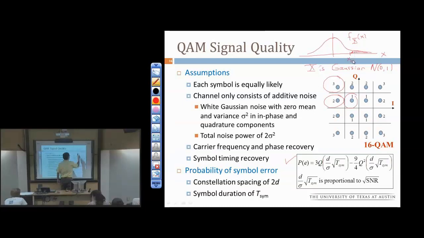So the Q function really represents the probability of error. Correct. That's right. For one tail. So it's when you get in trouble in one direction. If you get in trouble in 2 directions, then I need to sum up 2 tails. So it's 2 times the Q function.